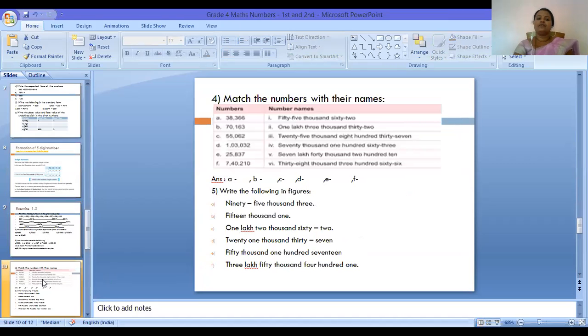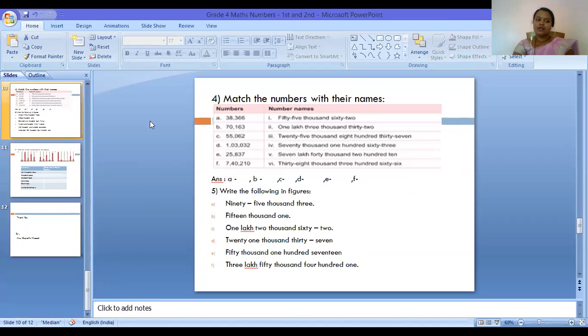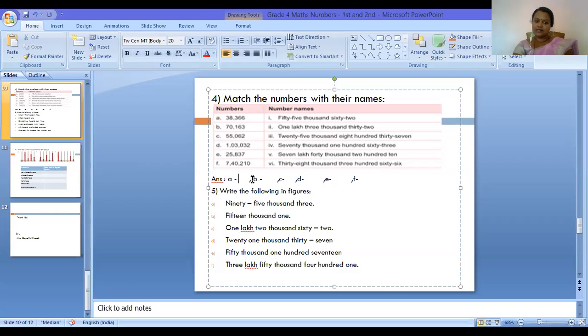Let us move to the next, that is match the following numbers with their number names. So you can see here 38366. How would it be read? They have separated with a comma for making it easier. So 38,366. Where can you find it? Yeah, it is 6. Right.